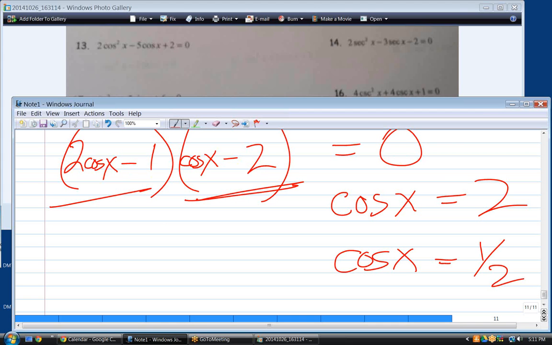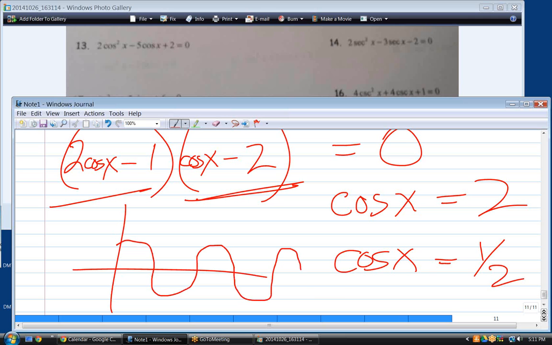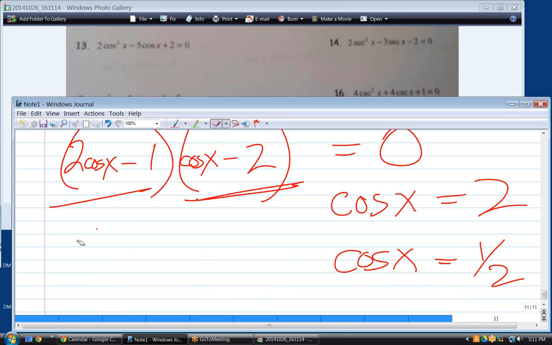Can cosine x be equal to 2? Where? Is it ever greater than 1 or less than minus 1? Nowhere. No, it's not. So it cannot be equal to 2. That is an extraneous solution. However, it can be equal to 1/2. Where does that occur in the first 4 quadrants?